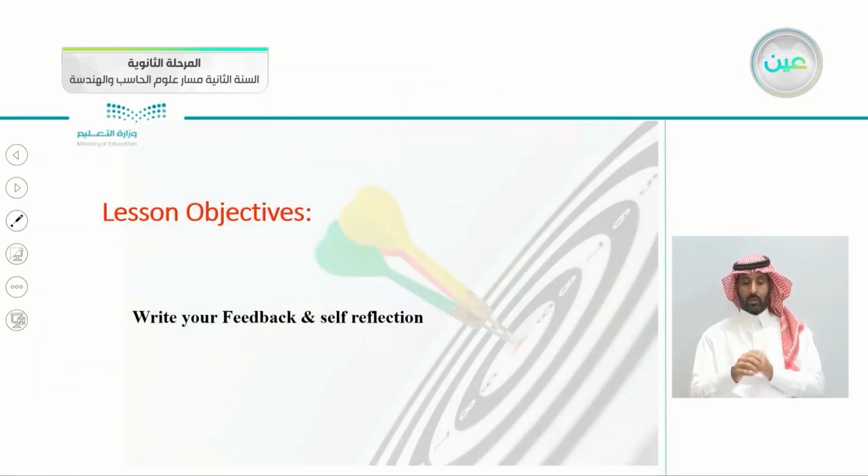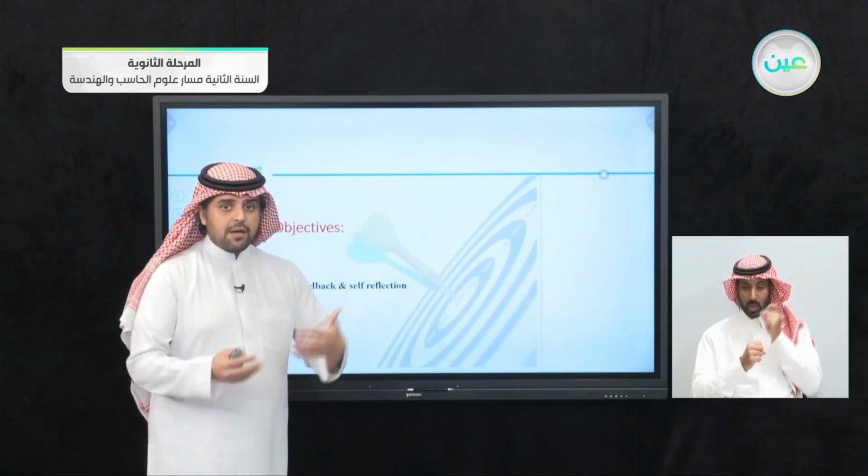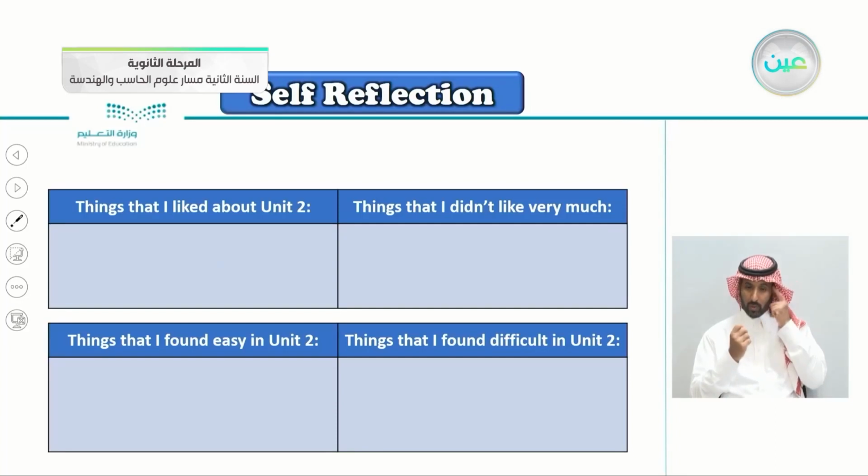So jumping on to today's lesson, the objective is to write your feedback and self-reflection. Write your feedback, so to give yourself notes about the unit. So this is the chart here. Things that you liked about Unit 2. What did you like? Maybe you liked the theme of cooking and eating, or maybe the grammar, the reading lesson, and so on.